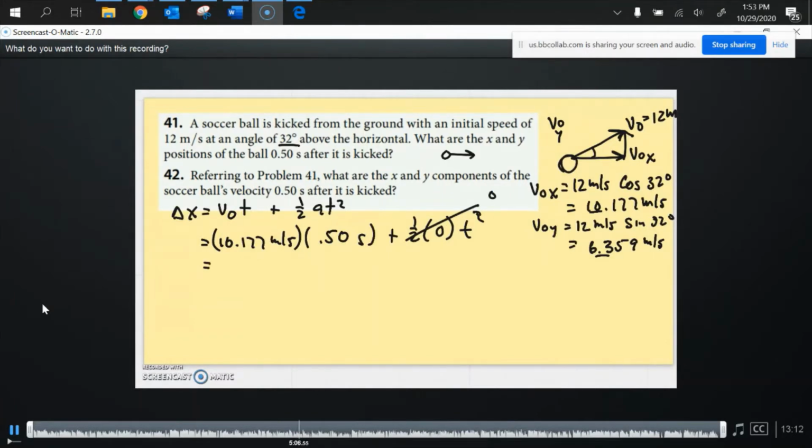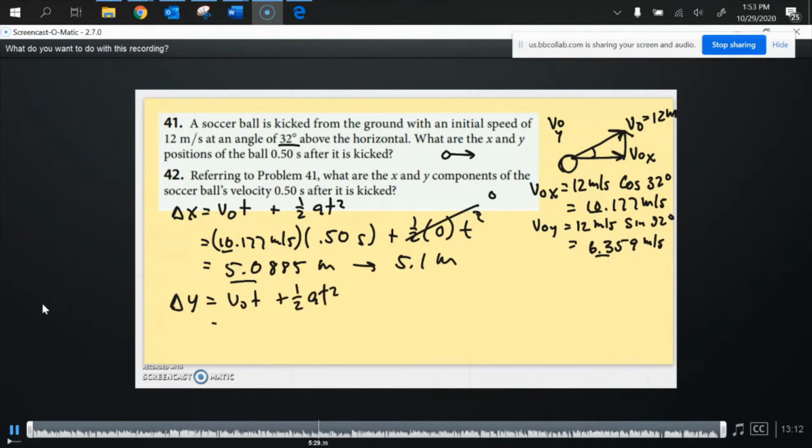And so I could say that that is 5.0885 meters, and only two significant figures on both of those. So we'll make that 5.1 meters. In the y direction, similar thing, v0t plus 1/2 at squared.